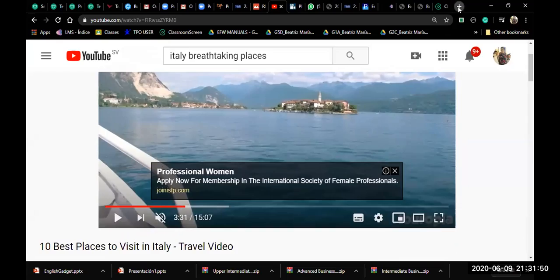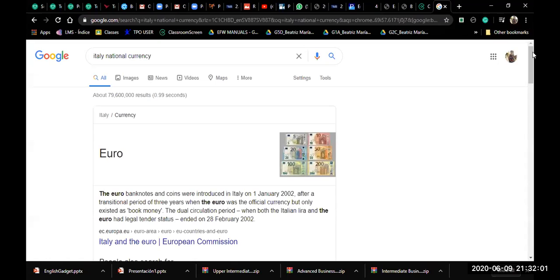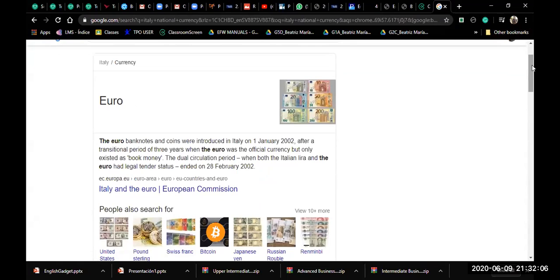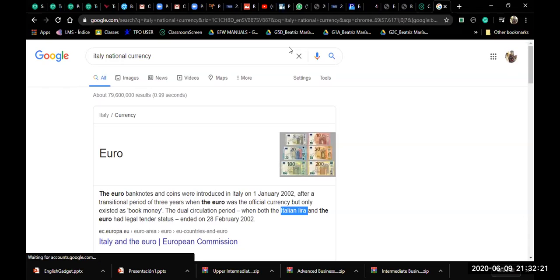National coin or currency. You could say Italy. Lira. Euro. Yeah. It's actually the euro? No? Actually, it's the euro, but the first time it was the lira. Italian lira. Okay, both, I guess. You could use both or just euros right now. Like us with colones and then dollars, right? It's pretty much that. Okay, super. Anything else? Any other question?